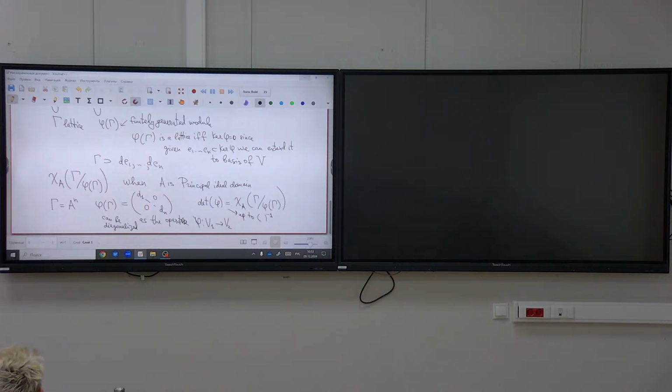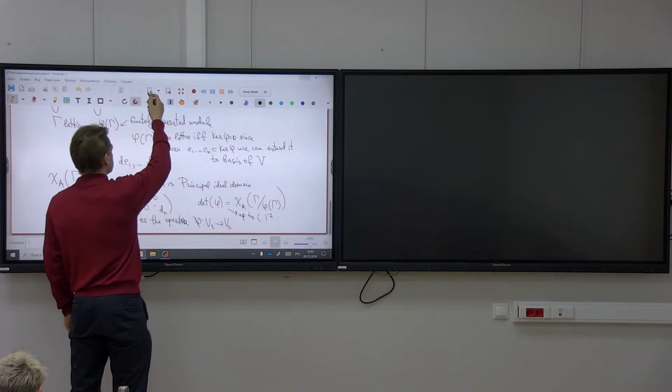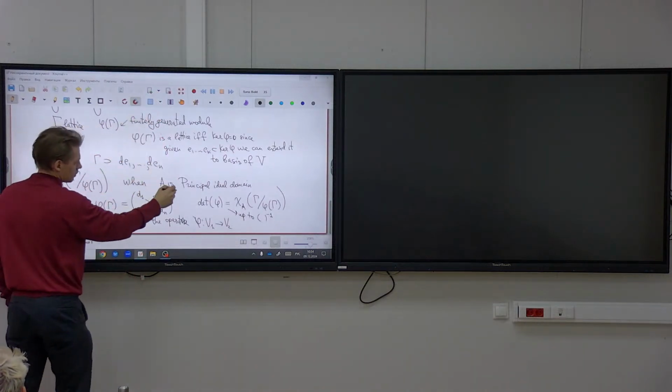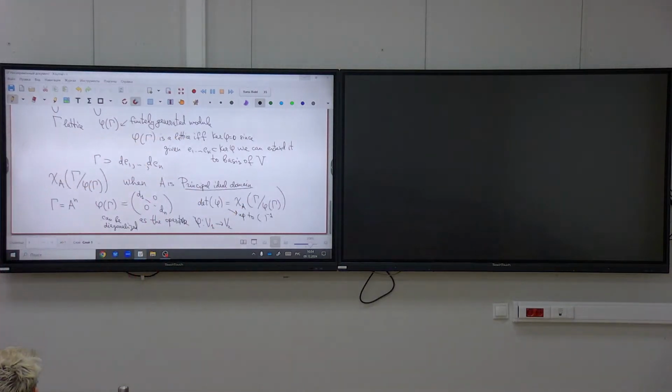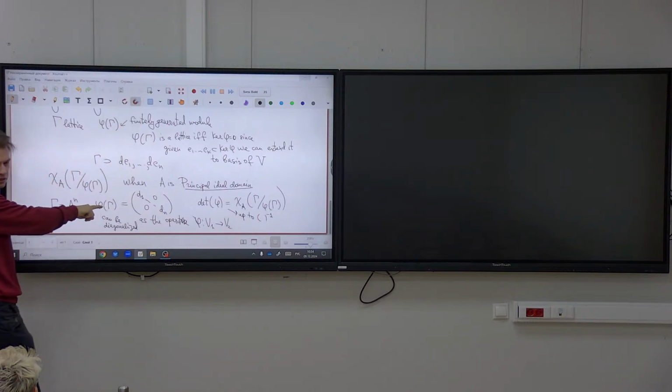So this suggests the following. If you have some gamma and an operator, you can try to take the determinant or try to take this thing. But notice that if you work not over a principal ideal domain, you can try to generalize it and use this kind of observation.